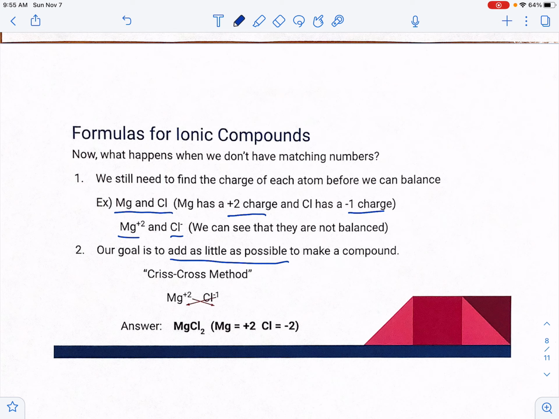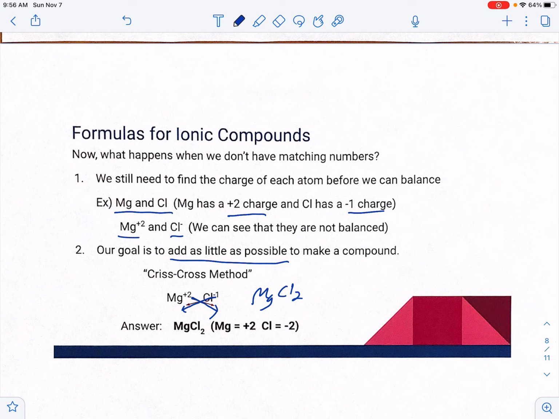One of the ways you can do that is something called the crisscross method. When I put magnesium next to chlorine, I see that there's a +2 charge on magnesium and a -1 charge on chlorine. What you can do is take that 1 from the chlorine and bring it down to the magnesium, and take that 2 from the magnesium and bring it down to the chlorine. So that means I'm only going to need 1 magnesium, and I'm going to need 2 chlorines to be balanced out.